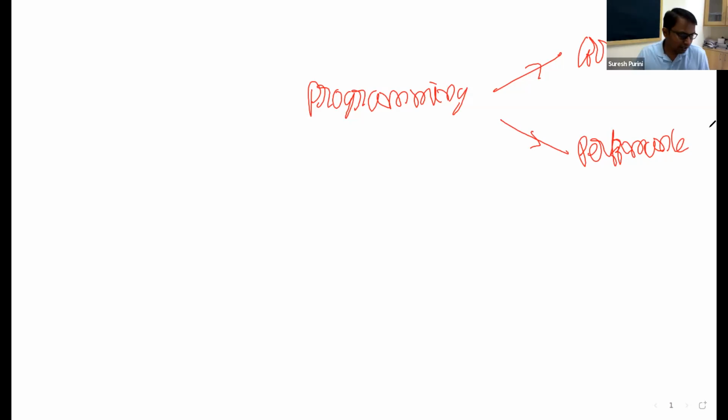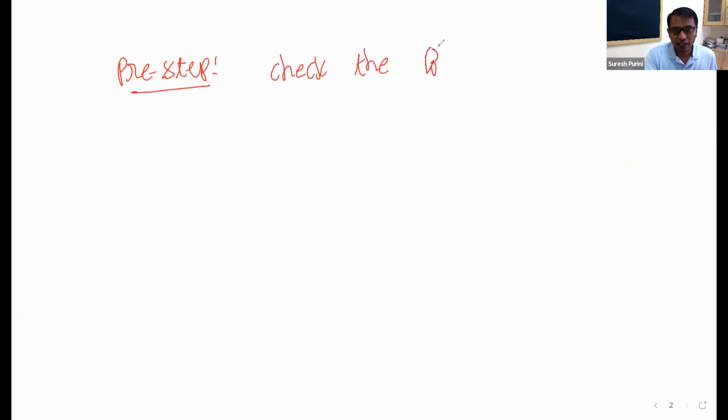So in this process, first you write a program and you check if that program is correct or not. That is the first step, if you think about it. The first step or pre-step or step 0 is to check the correctness of the program. Once you write the program, you check the correctness of the program.